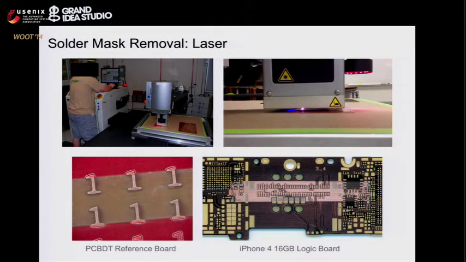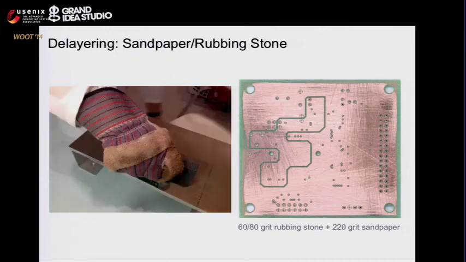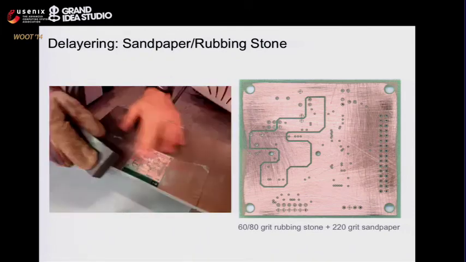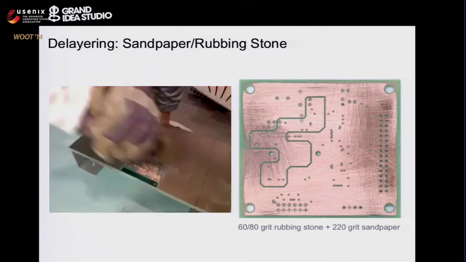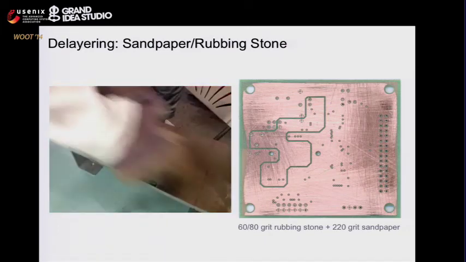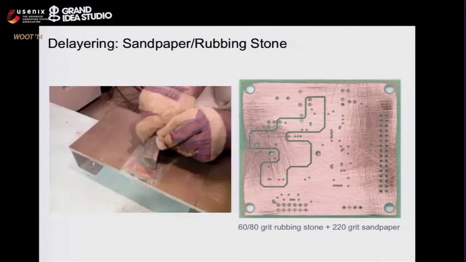So that was solder mask removal. Delayering, getting into the inner layers of boards, is really where things become interesting. Here's a little time lapse. Again, using sandpaper, using a rubbing stone. I had a 4-layer board that I was using as kind of a test board. I had a bunch of them that I got at a surplus store.